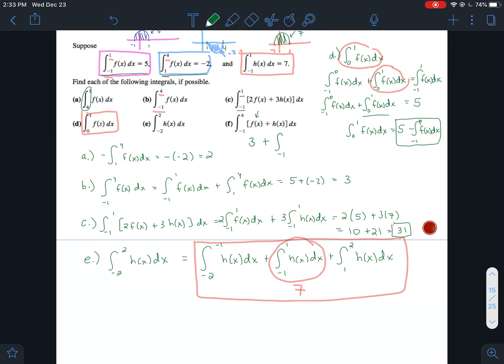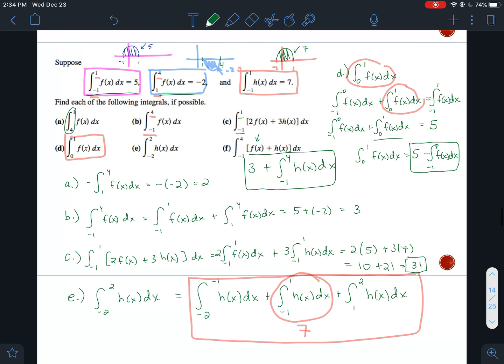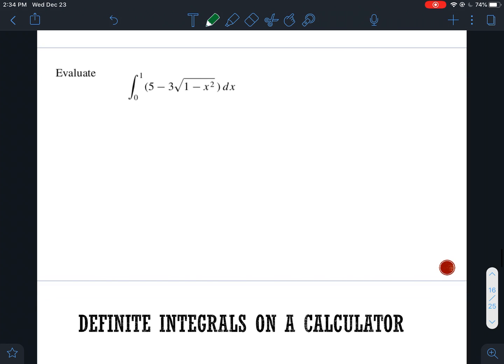For f, again, I know what the integral from -1 to 4 of f of x is. We found that earlier. That was b, so this part would become 3. So it'll be 3 plus the integral from -1 to 4 of h of x dx. And again, I don't have enough information to write that, so I'm just going to leave f like that. And so that's using the properties of definite integrals to try and rewrite some expressions.